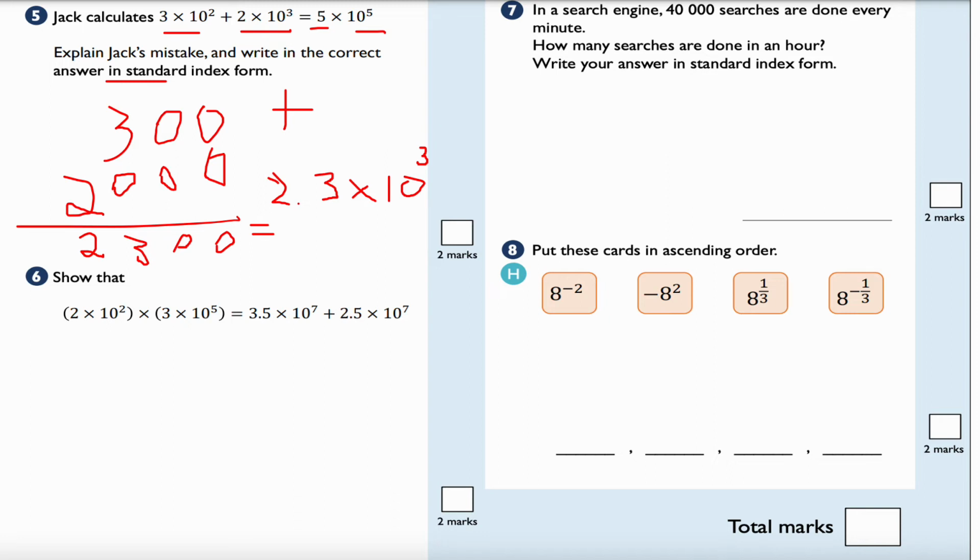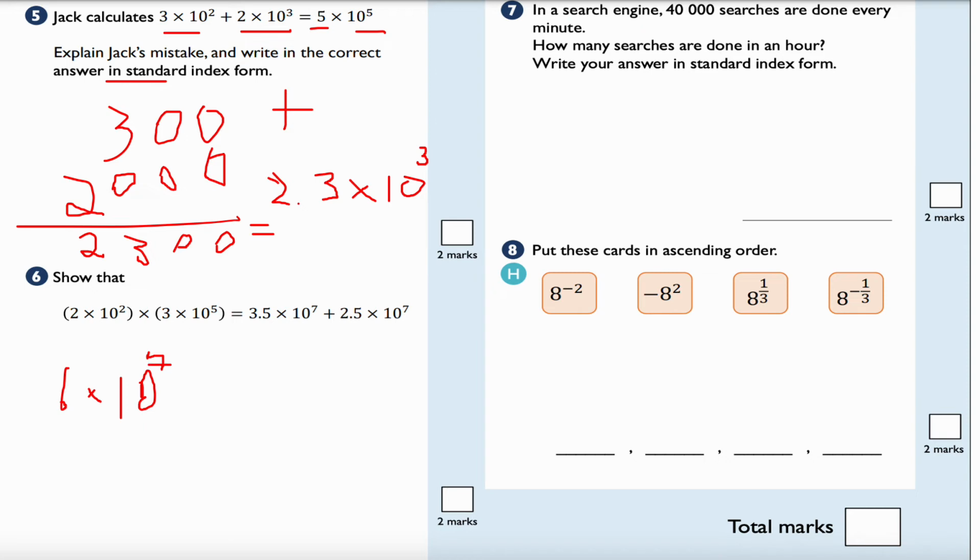This is question number 6. Show that 2 times 10 squared times 3 times 10 to the 5 equals 3.5 times 10 to the 7 plus 2.5 times 10 to the 7. Okay, so let's just work with the left hand side first. So I've got 2 times 3, that's going to be 6. So when I'm timesing, I can combine it. So 6 times 10 to the 2 plus 5, which is 7. So I'm going to have 6 times 10 to the 7.